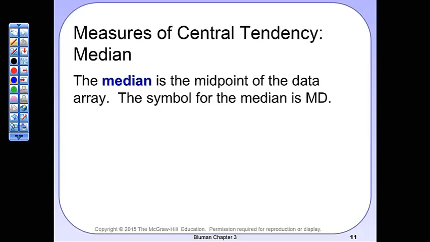The second measure of central tendency is the median. It's just the middle number of our data. The symbol for median is MD, and that's whether it's a population or a sample. It's going to be the same either way. So the median is going to be the MD.